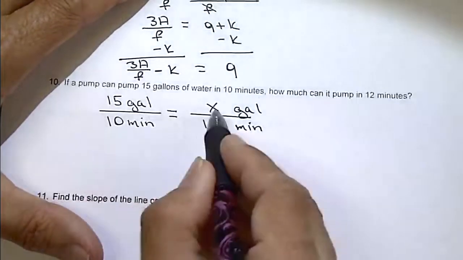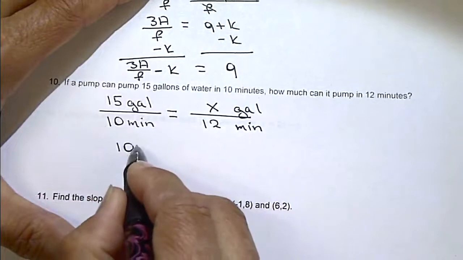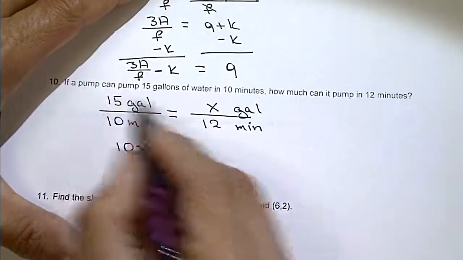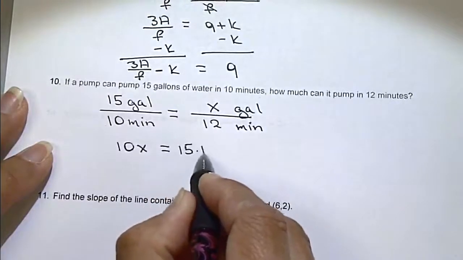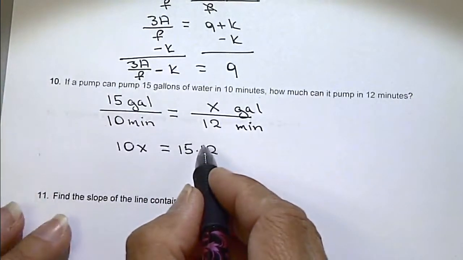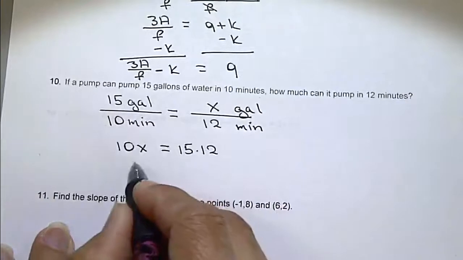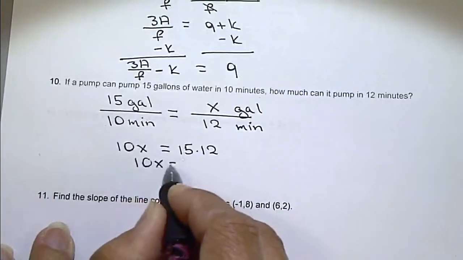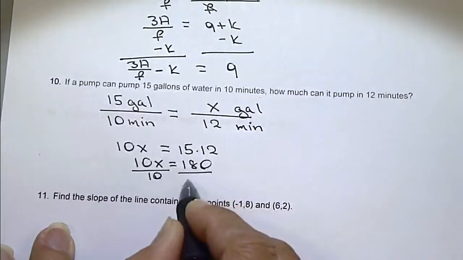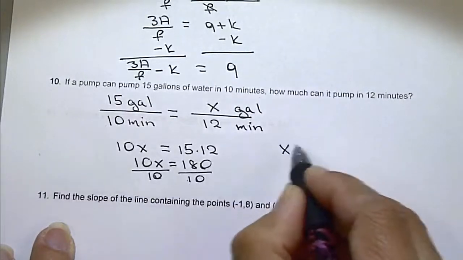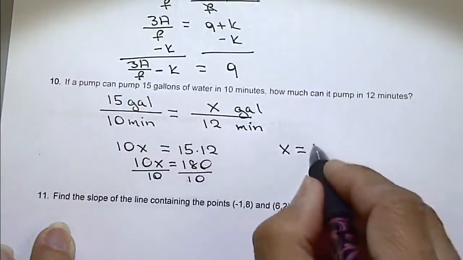Cross multiply. X times 10 is 10X. Don't worry about labels at this part. And 15 times 12 is what you're going to say here. 15 times 12 is 180. So I got 10X is equal to 180. I divide both sides by 10. And I find that X is equal to 18.